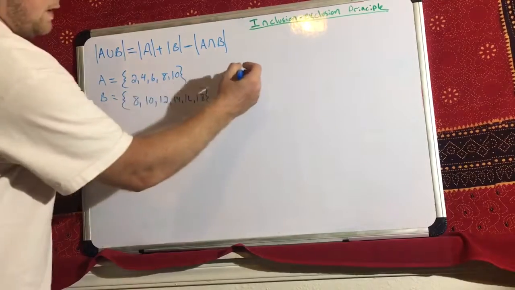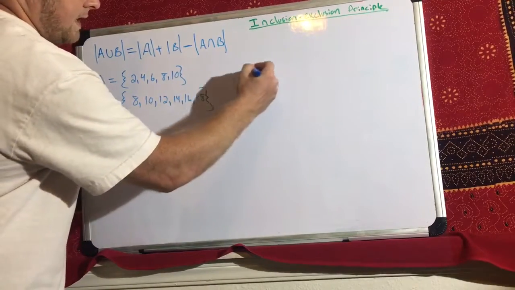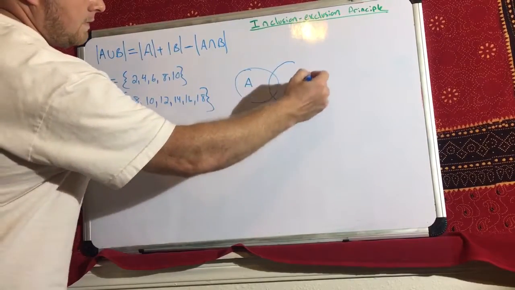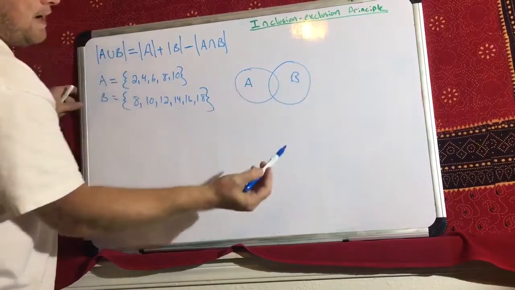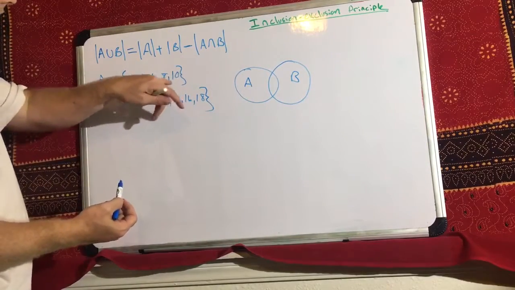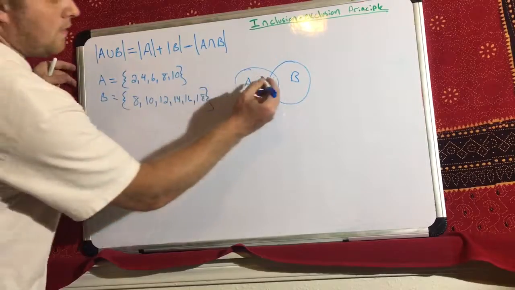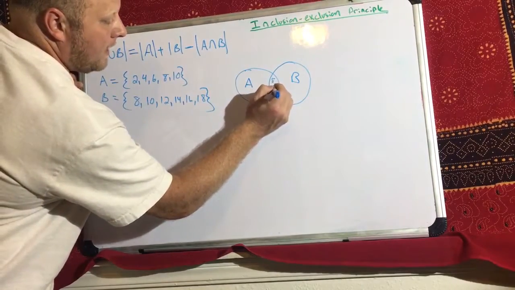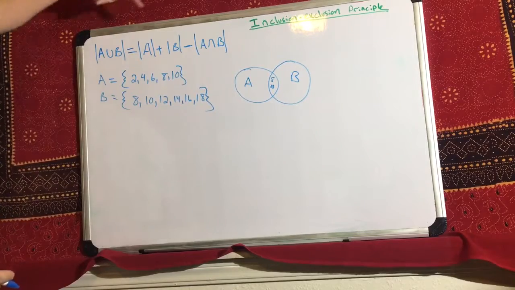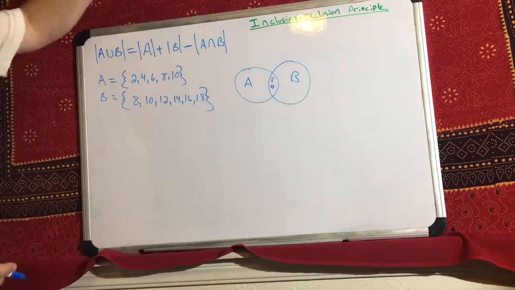In a picture, it's going to look like this. We have set A right here. We have set B, which is this, but there's a portion of them that intersect. Which ones? We have 8 and 10 up here, and we have 8 and 10 down here. So the number 8 and the number 10 are actually intersecting. We can't count those twice. That's why we subtract out the intersection once.